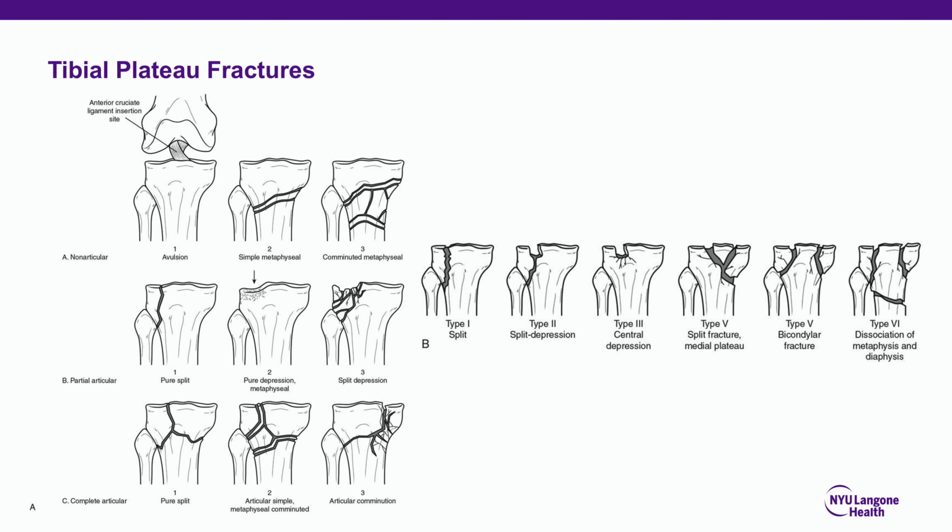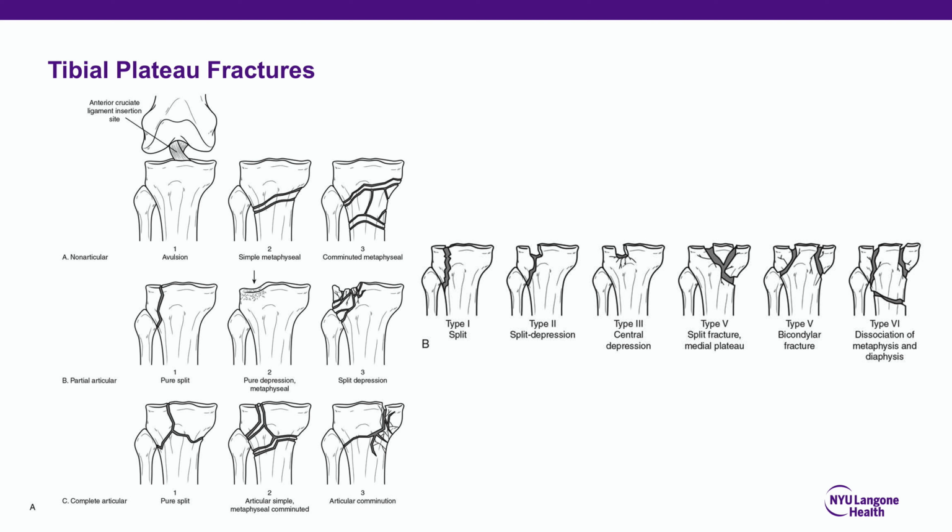Let's now talk about tibial plateau fractures. The tibial plateau is concave medially and convex laterally, and the lateral plateau tends to sit higher than the medial side. Here we have the OTA classification and the Schatzker classification, which are both reliably used to classify plateau fractures. The OTA classification consists of A, B, and C. A is extra-articular, B is partial articular, and C is complete articular.